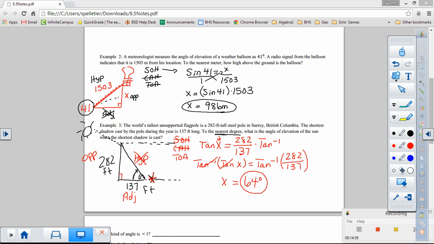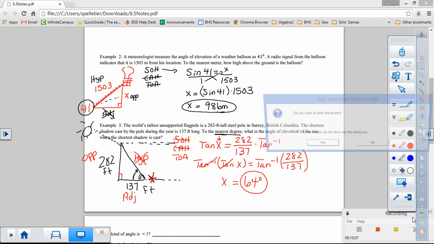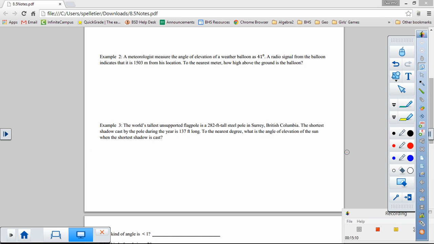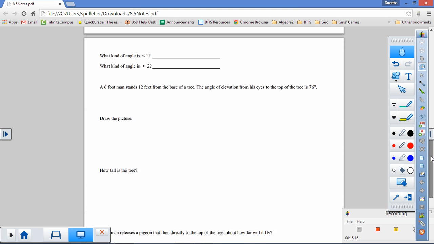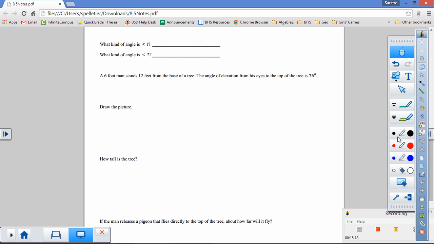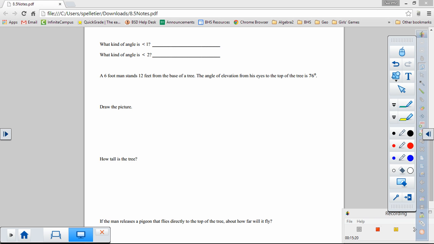On the second page of your notes, we're giving you a couple of word problems. The first thing we want you to do is tell me what kind of angle we're dealing with. Look at the picture at the top of the second page and tell me whether we're dealing with elevation or depression. So here's the picture.